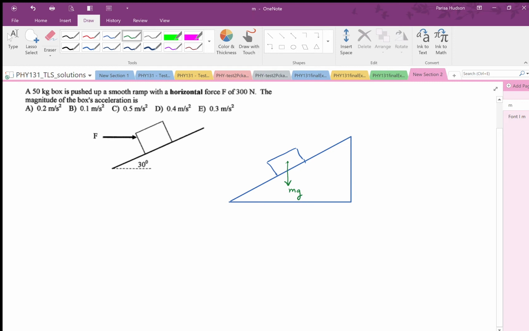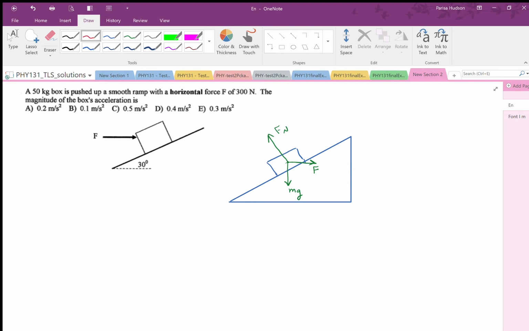The force from the surface of the ramp is called Fn. This force is perpendicular to the surface acting on the object. I should note that Fn and mg are not in the opposite direction when the object is on a ramp. Then we also have the force of us, which is a 300 newtons force, F. So I drew the free body diagram of the object.